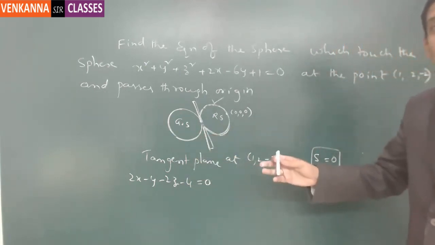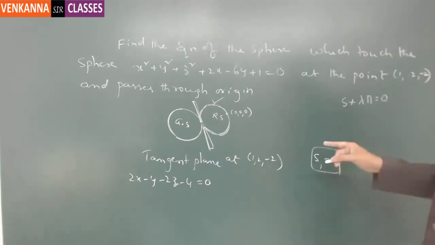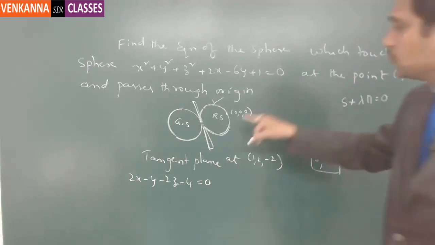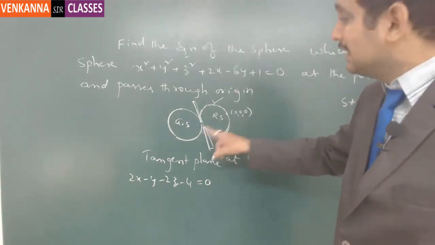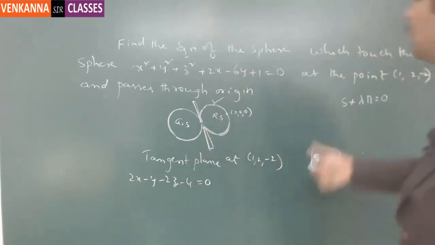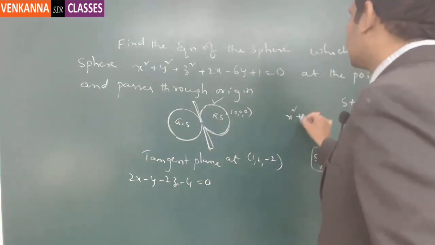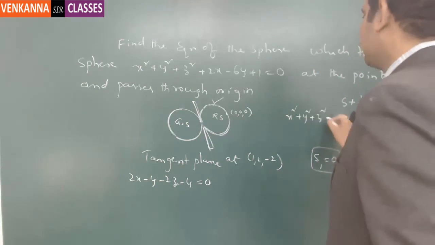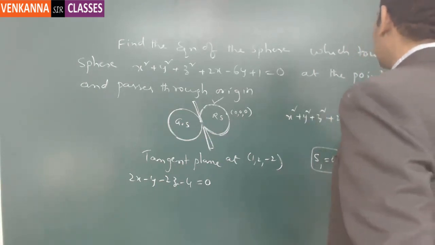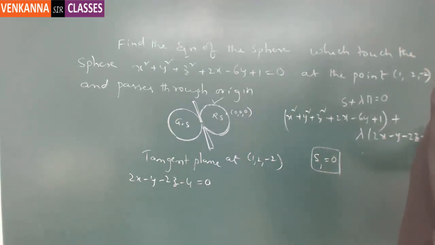So obviously, I can make use of the formula S plus lambda pi is equal to 0. Why am I using this formula? The new sphere is passing through the intersection of these two, which is nothing but a point circle. That's why I am using this formula. So substituting the values here, x square plus y square plus z square plus 2x minus 6y plus 1 plus lambda into (2x minus y minus 2z minus 4) equal to 0.